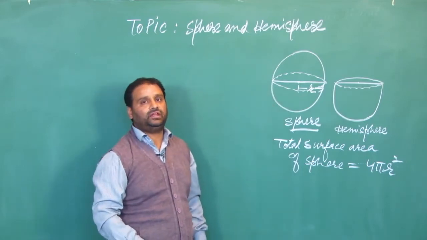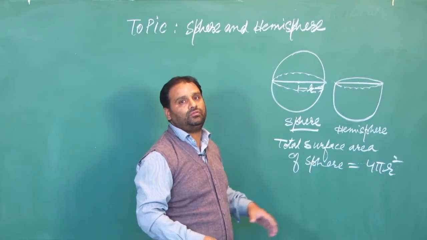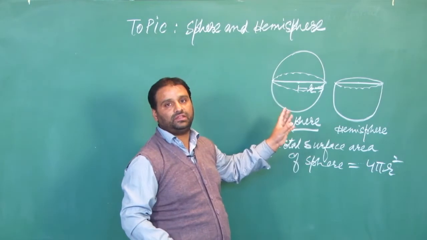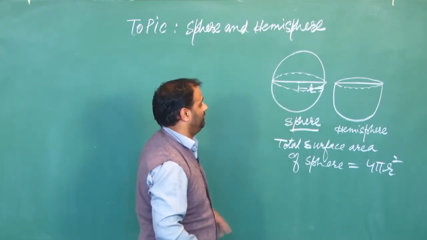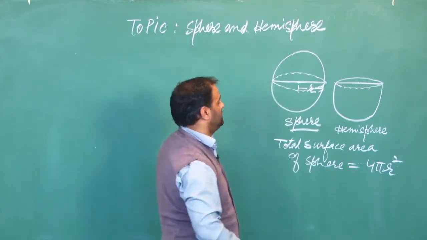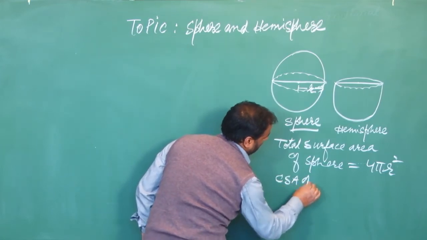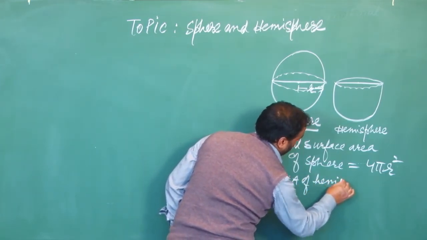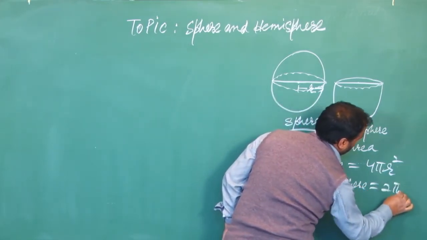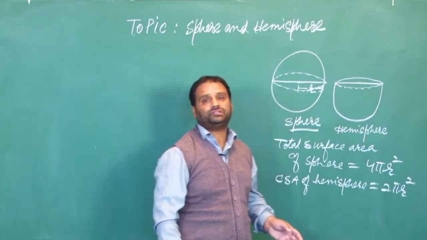You should understand that the curved surface area and the total surface area of a sphere are always the same. It does not carry a separate curved surface area, it only carries total surface area. And if we cut the sphere in half, we get a hemisphere, and the curved surface area of a hemisphere is its half, 2 pi r square. But for a hemisphere, we have a different total surface area.